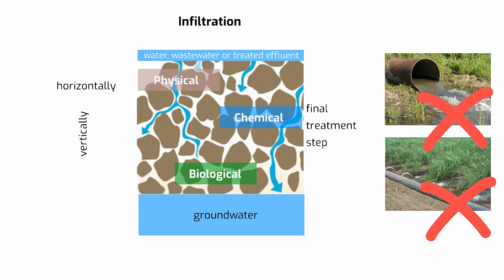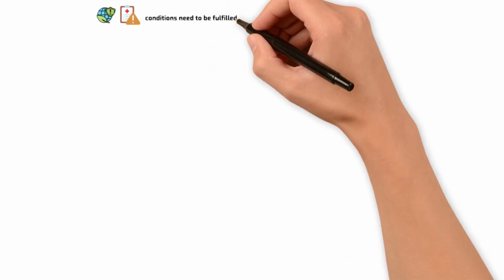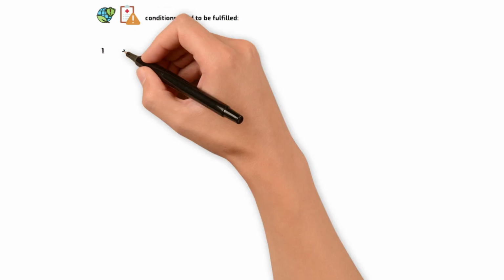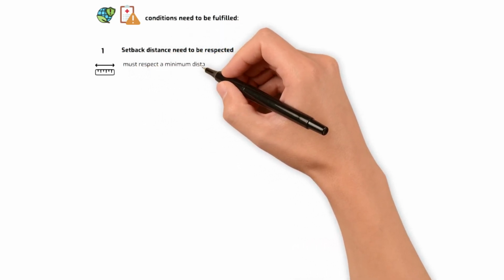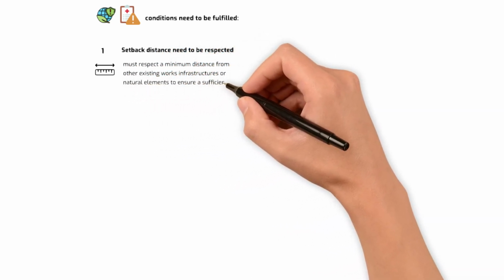To consider infiltration as part of a treatment process that does not pose any risks to human health or the environment, a variety of conditions need to be fulfilled. Firstly, setback distances need to be respected. The location of infiltration systems must respect a minimum distance from other existing infrastructures or natural elements to ensure a sufficient buffer to prevent any potential contamination or health risk.